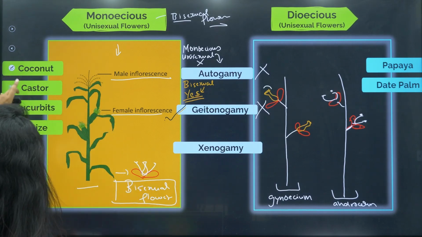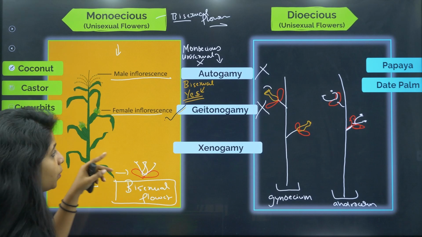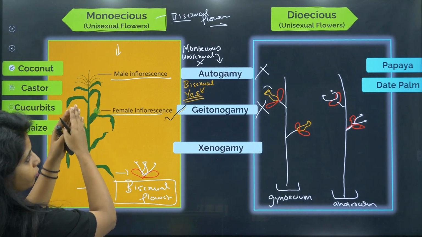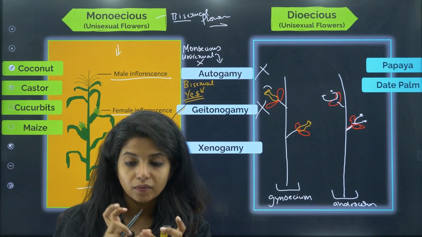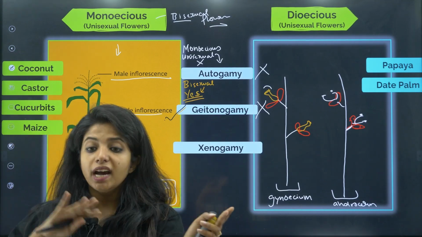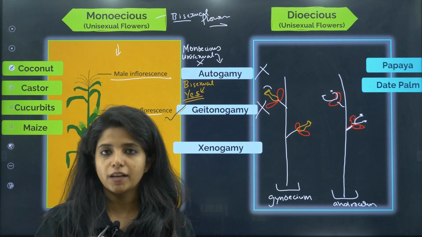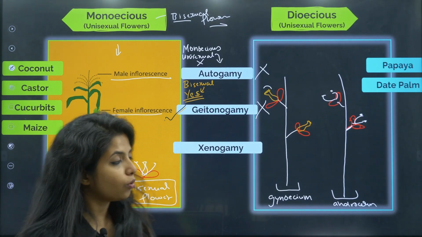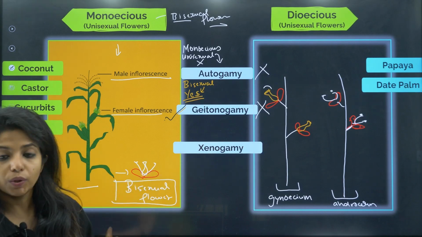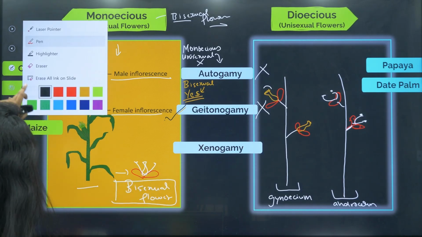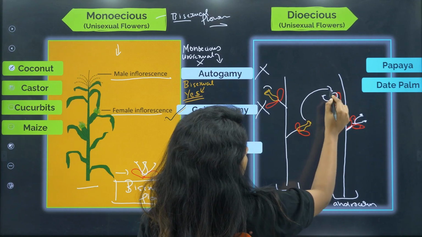Talking about xenogamy, what do you mean by xenogamy? Basically, when a plant is giving a flower, and there is a different plant with a different flower, and in between them pollination is happening, you call it xenogamy. So, over here, do you think xenogamy is happening? If I see, xenogamy will definitely happen from here to here, here to here.